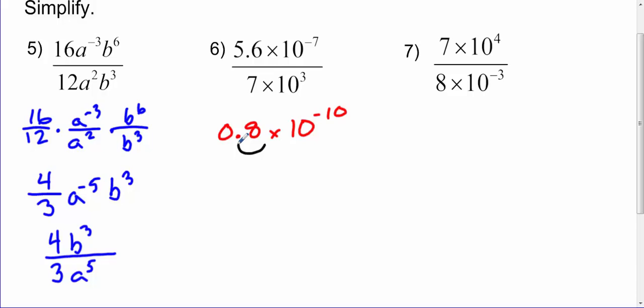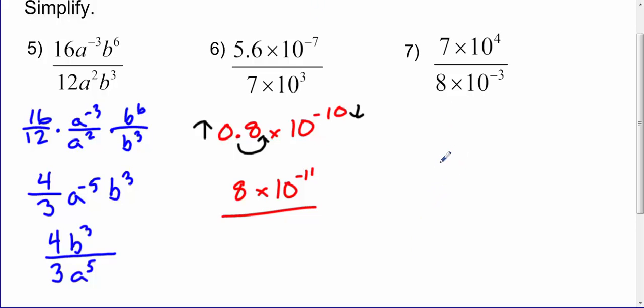We have 0.8. We need to move that decimal one place. If I make this number larger, which is what I'm doing here, I better counteract that by making that number smaller. So I'm not changing the value of the number, I'm just changing the way it looks. And if I move this one decimal place, I need to change this by 1. 1 smaller than negative 10 would be negative 11. There it is.